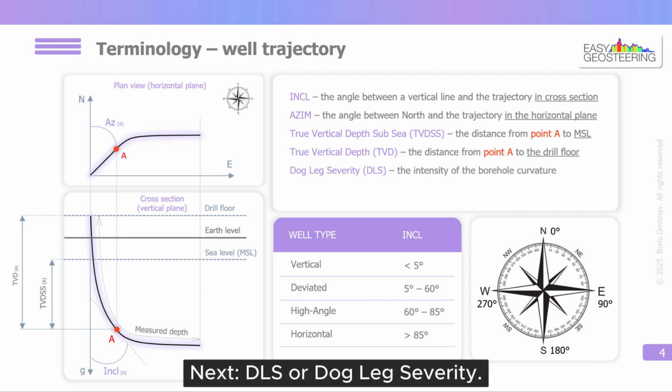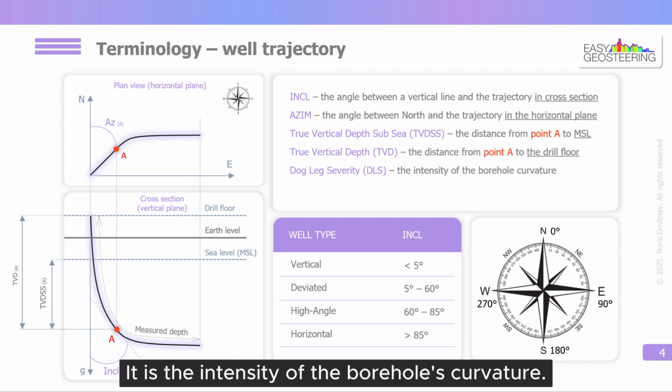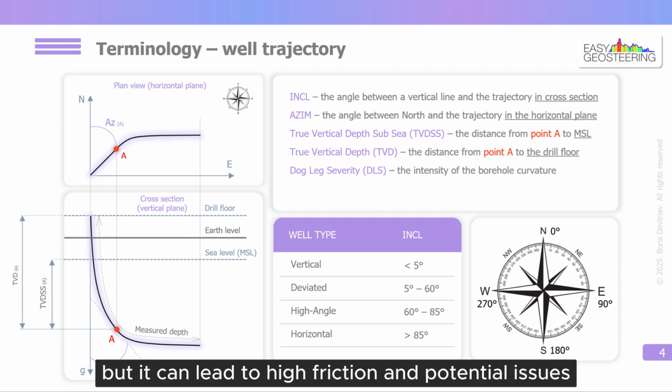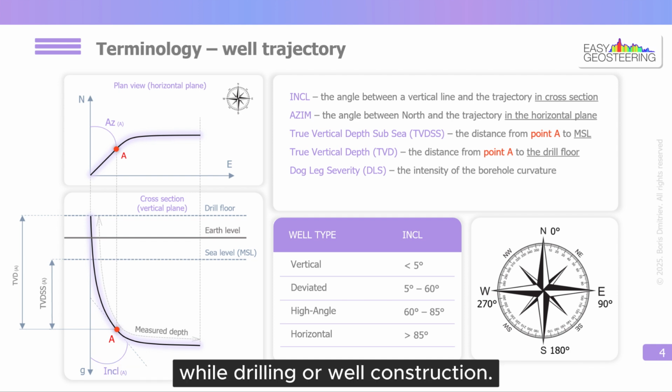Next, DLS or dogleg severity. It is the intensity of the borehole's curvature. Think of it as the rate at which inclination and azimuth change. A high DLS means sharp curvature and rapid trajectory changes, but it can lead to high friction and potential issues while drilling or well construction.